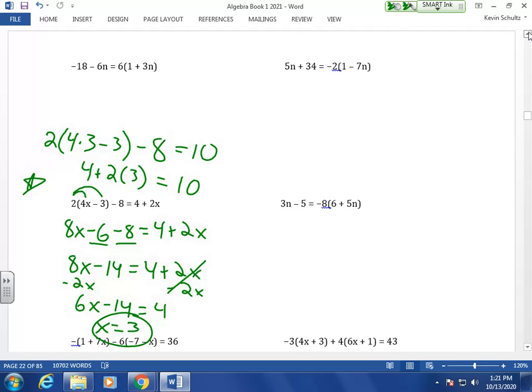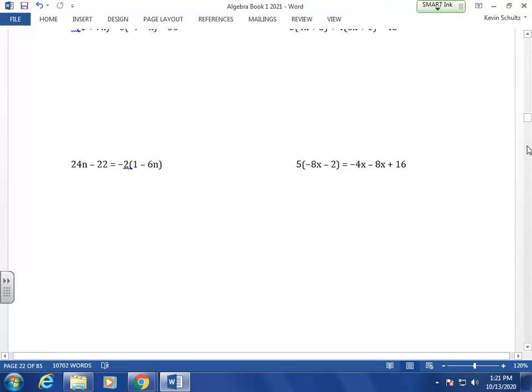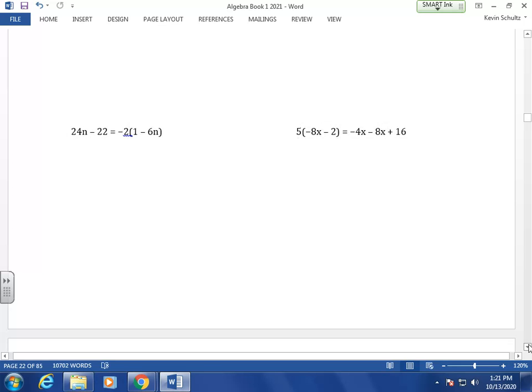All right. I would like to make sure that we cover this one. So on the time that we've got left, let's go to the last one here. Okay, this is another trifecta. We've got the parentheses, we've got combining like terms, and you see we've got variables on both sides. So we're going to start with parentheses.